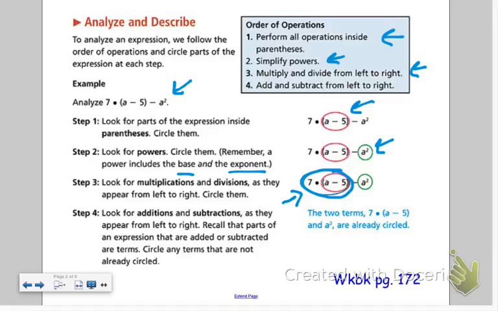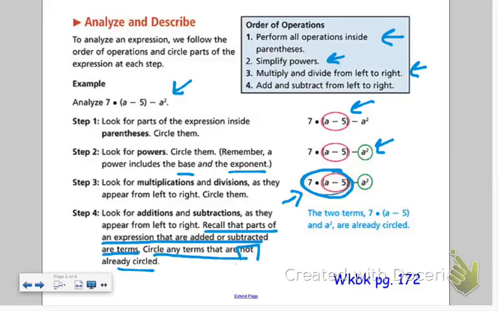Now step 4, it says look for additions and subtractions as they appear from left to right. Recall that parts of an expression that are added or subtracted are terms. If you remember, we had talked about terms before, and we said that terms are separated by addition and subtraction signs. What we're going to do for this step is we're actually not going to circle any extra additions or subtractions. What we're going to do is we're going to circle any terms that are not already circled. In this case, we don't have anything else that hasn't been circled. We've already circled every term.